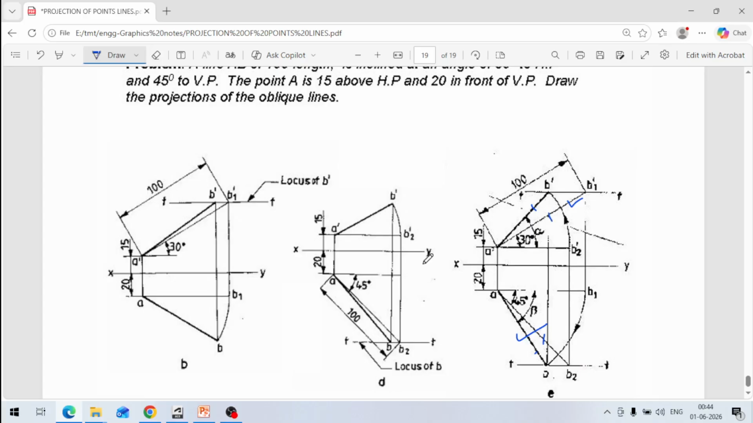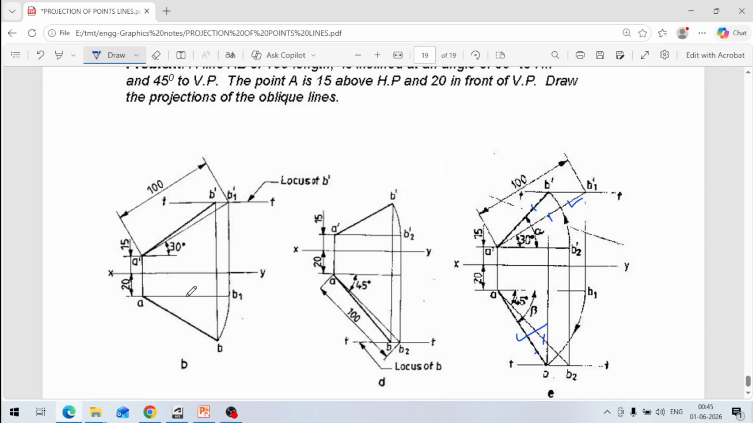So this way we can draw these lines. Here it is shown that this is the locus of B. Here, this line is shown at a 30 degree angle. This is the true length, and we have drawn this line. Okay. Then from this point, because this is our true length, from this we draw here a vertical line like this. Up to this point, we draw a vertical line like this.